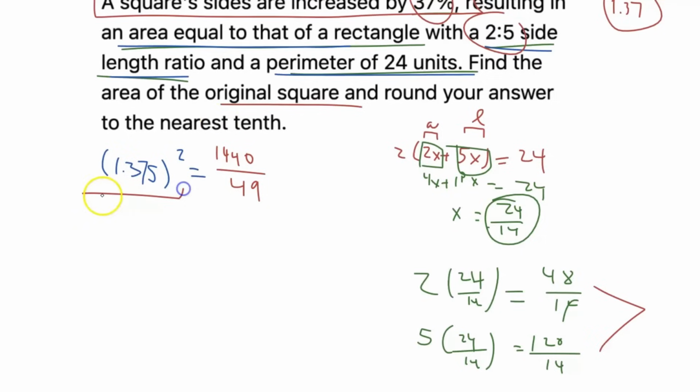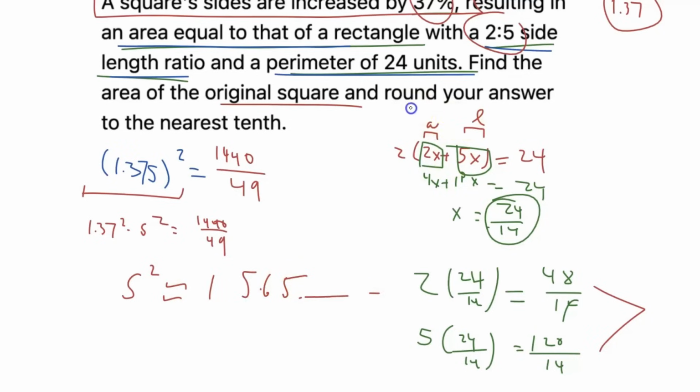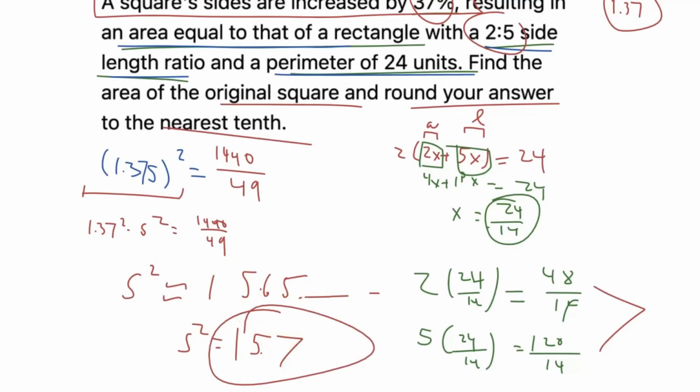So this expression, 1.37 s squared, is the same thing as 1.37 squared times s squared equals 1,440 over 49. So I'm going to save a couple steps, divide both sides by 1.37 squared, and then we have our answer. In this case, s squared is approximately 15.65, and you get a bunch of decimals after that, but we want to round to the nearest tenth, and therefore our answer, s squared, will be equivalent to 15.7 as our final answer.